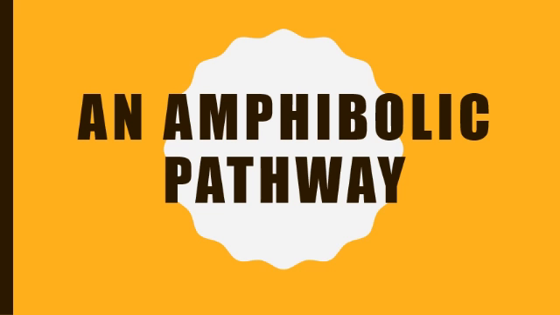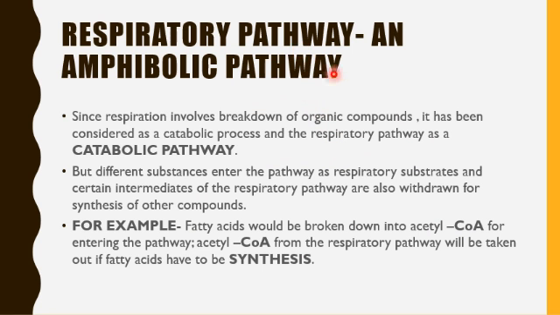What is amphibolic pathway? The respiratory pathway is known as the amphibolic pathway. Why? Since respiration involves the breakdown of organic compounds, that is your glucose, fat and protein, it has been considered a catabolic process, and the respiratory pathway a catabolic pathway in which the breakdown of organic substances takes place. But different substances enter the pathway as a respiratory substrate, that may be fat, protein or glucose, and certain intermediates of the respiratory pathway are also withdrawn, means they are also utilized for the synthesis of other compounds.